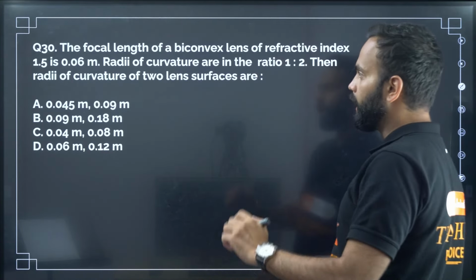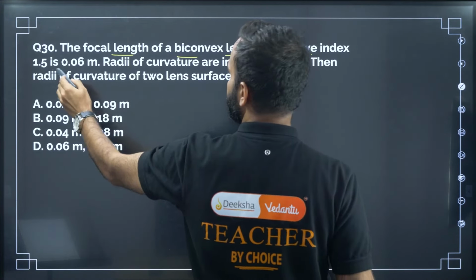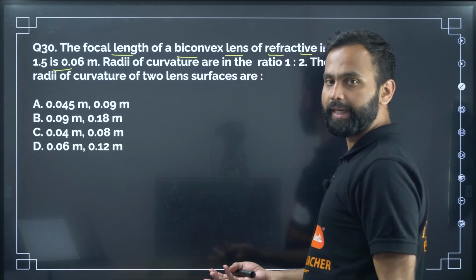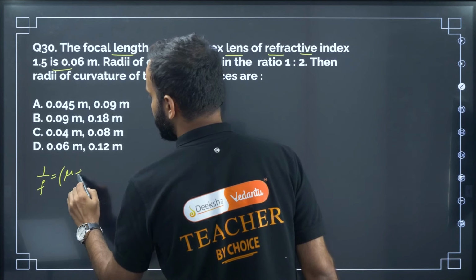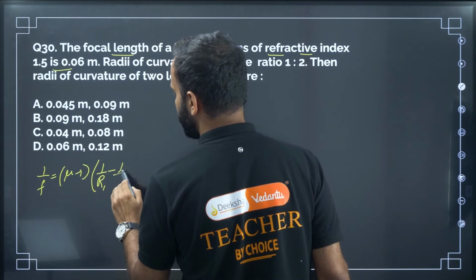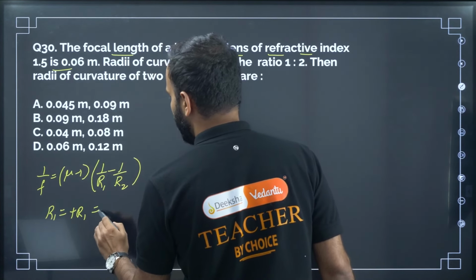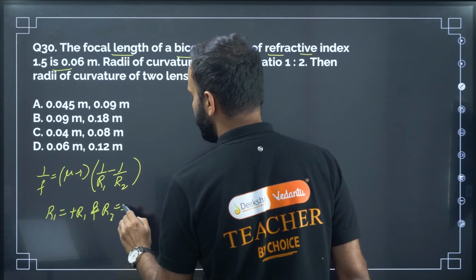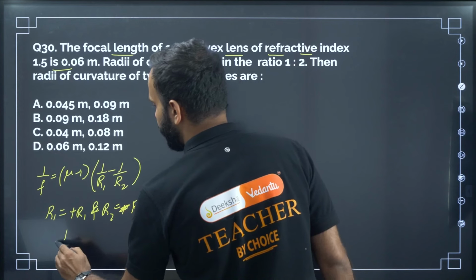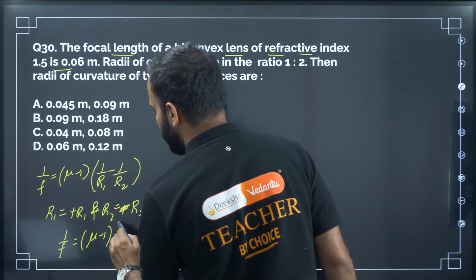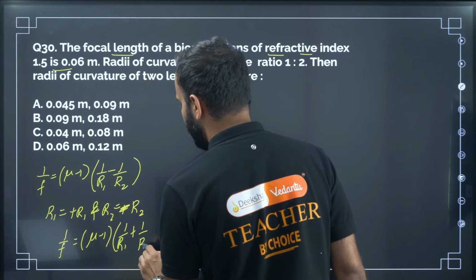Question number 30 and the last one. The focal length of the biconvex lens of refractive index 1.5 is 0.06 meter. Let's write the lens maker's formula, that is 1 divided by f equal to mu minus 1 into (1 by r1 minus 1 by r2). So r1 equal to plus r1, and r2 is equal to minus r2, right? r2 is negative. So now 1 by f is equal to mu minus 1 into (1 by r1 plus 1 by r2).